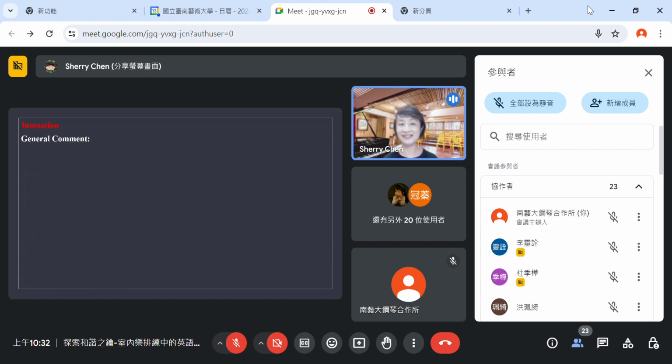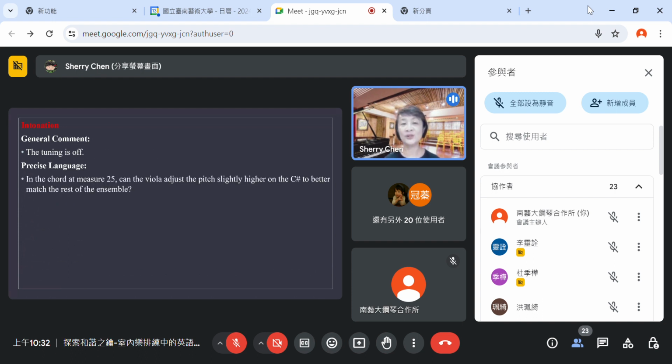Intonation is also very important, except for piano, but intonation is so important for string instruments. The tuning is off. This is what I hear all the time. The tuning is off. Your A is flat. Precise language will be, in the chord at measure 25, can the viola adjust the pitch slightly higher on the C sharp to better match the rest of the ensemble? So here, I'm specifically addressing the violist to adjust the pitch a little bit higher on the C sharp. So the C sharp may be a little out of tune.